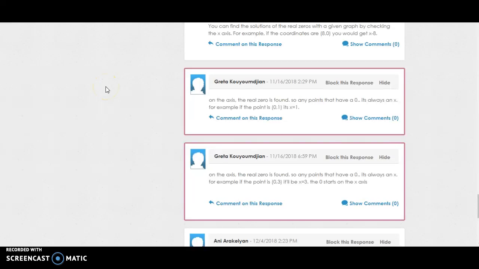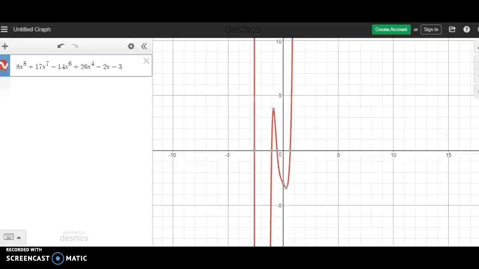Hey Greta, for your discussion, you're on the right track about being on the axis, but let's take a look at an example of a graph. This one's kind of crazy. You probably won't run into anything like this, but you're right that they're on the axis, and specifically these are the points on the x-axis, okay?